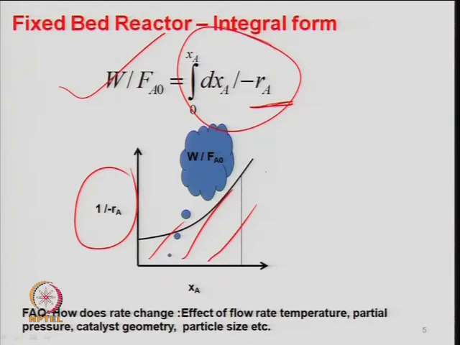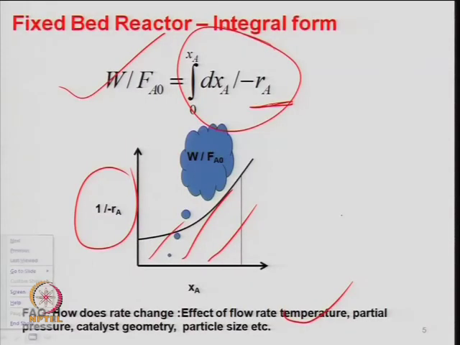So, again I have just kept the question here: how does the rate of reaction change? That will change with W by F A naught, with temperature, and with partial pressure, and that we have seen in the mechanism of the reaction. So, one needs to identify and design the experiment accordingly to look at the effect of each process variable. The effect of flow rate, partial pressure, catalyst geometry, and particle size, everything should be checked when you commercialize the reactor for a given catalyst.